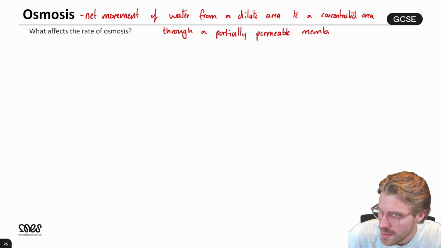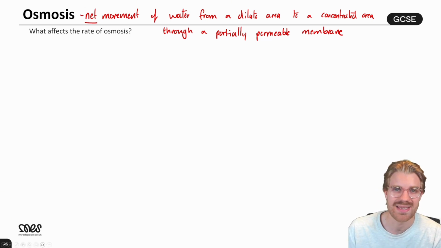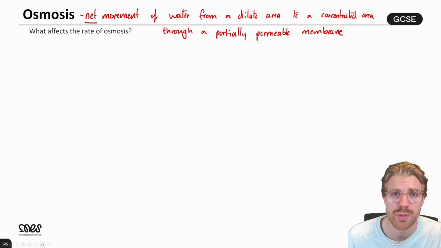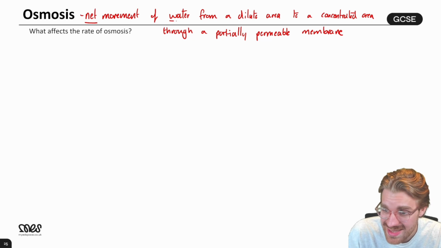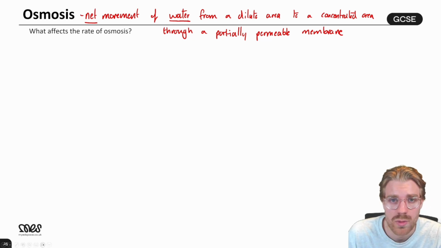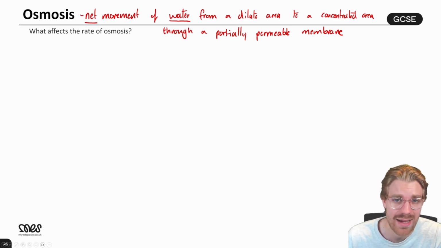Let's break down this definition. So like we said with diffusion, we're talking about the net movement. It is the movement in both directions, but overall, the water is moving from the dilute to the concentrated area. Osmosis is specific to water. We can say that water moves by osmosis, and in an exam question, we should always say that because that's how we make sure that we always get the marks.